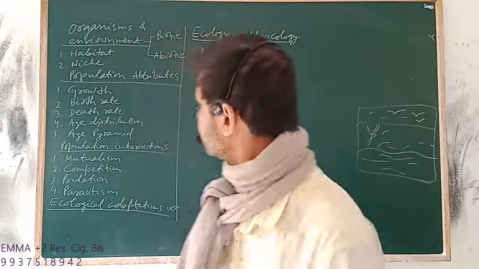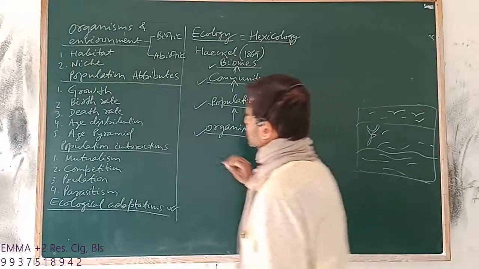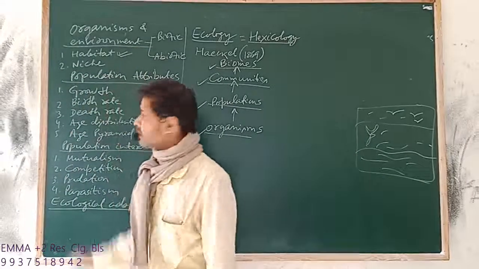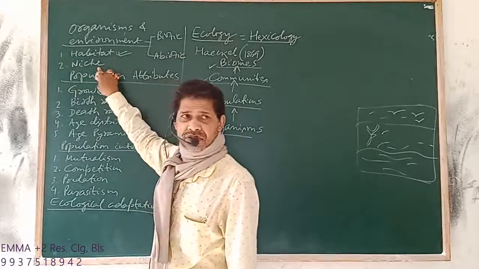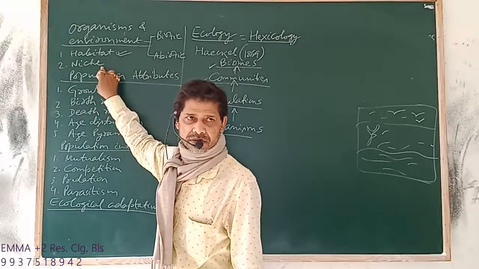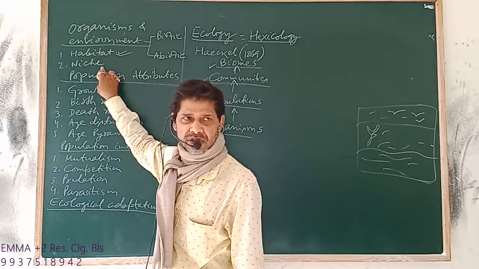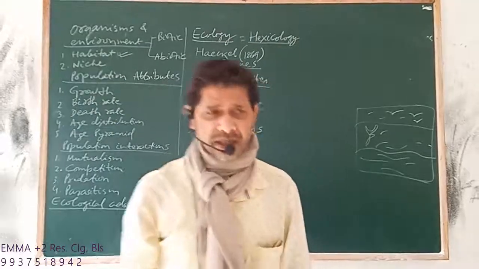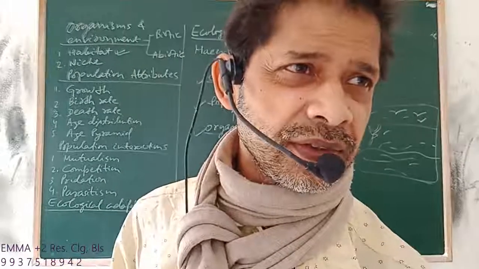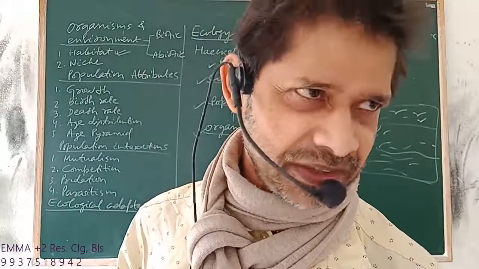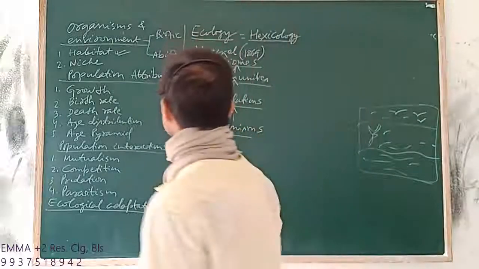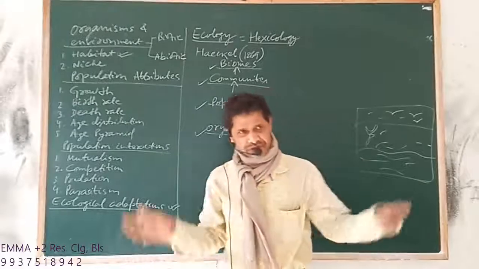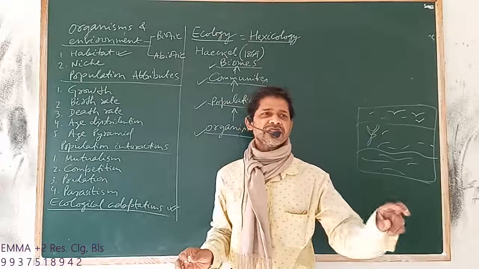Clear? So in this chapter, what we have to study? Habitat. This is niche or niche. You can pronounce in either way. It may be a gali, niche ho, kutte ho. So that is not the niche. Listen, for every organism in an ecosystem, the address is called habitat.